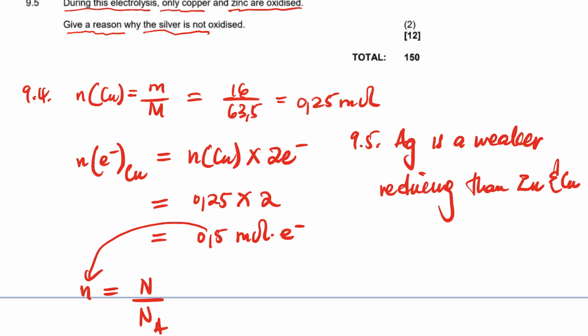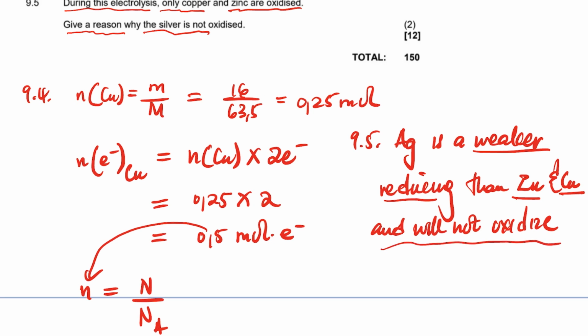And Ag will not oxidize. The Ag is a weaker reducing agent than zinc and copper and will not oxidize. That's the answer there. I hope it makes sense.